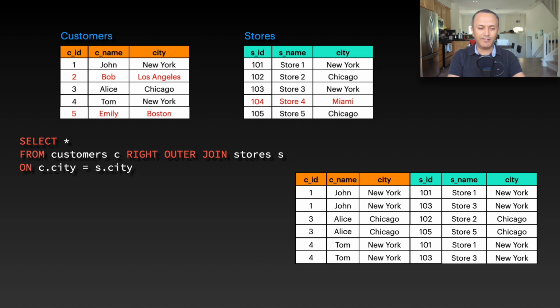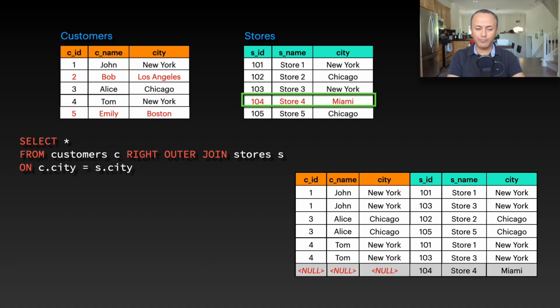So the only one that does not have a match was store number 4, the one that's located in Miami, because we don't have any customers in Miami. So this will be added to the output, and the customer portion of the output will be null. So this is what the output will look like. And again, we can omit the word outer from the query, and we can just say right join.